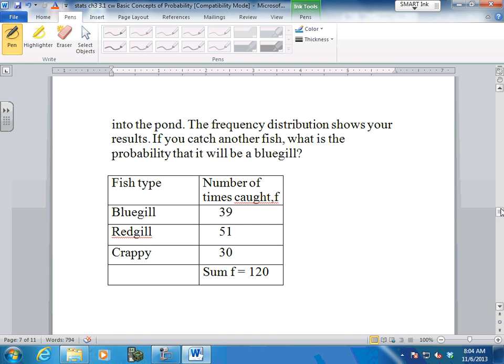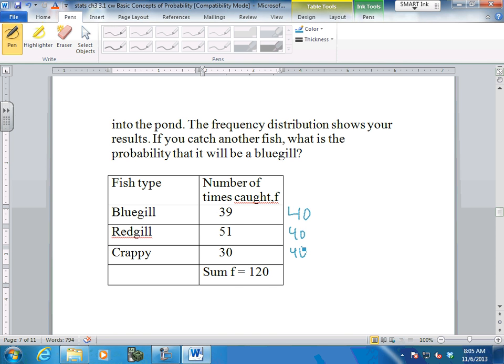Here's your frequency of what you caught. Okay. So what is the probability? Now, shouldn't it be equally likely? Shouldn't they all have been 40, 40, 40? Well, you'd like for me to explain. Okay, explain to me, Darian, enlighten me.